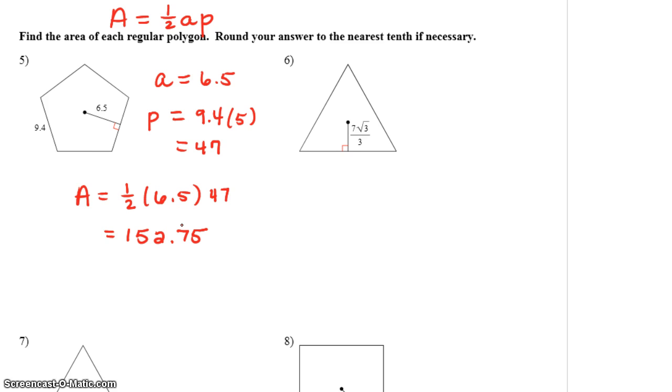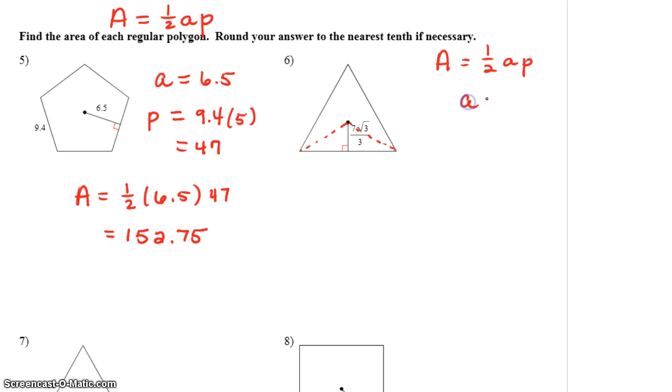Okay. Let's look at number 6, right here. Again, we're going to use the same formula. So our area is 1/2 the apothem times the perimeter. Now the tricky part about this one is that we don't have side lengths. Notice we're only given our apothem. So we have to find the side lengths. This is a little bit tricky, but it helps if you draw your radii, or 2 radii here. So I'm going to go ahead and do that.